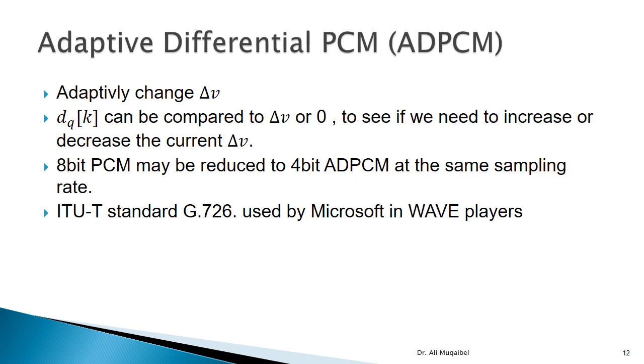Okay, so for adaptive DPCM, we can control the adaptation. We can make the delta V adaptive, which means it changes with time. So I can compare it with 0 and delta V. If you find it very close to delta V, we can increase it. If it's very close to 0, we can make delta V smaller. So an 8-bit PCM using adaptive DPCM can be reduced even to 4-bit ADPCM at the same sampling rate. Almost we get half the number of bits, or a factor of 1/2.